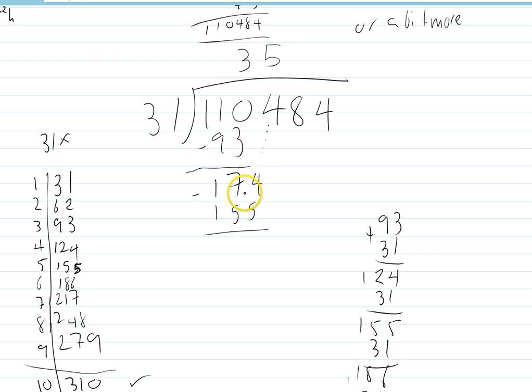We need to borrow 1 from there and make that a 6, and that goes up to 14. 14 take away 5 is 9, 6 take away 5 is 1. And of course the 1 take away 1 is a 0. And then we can bring this guy down here.